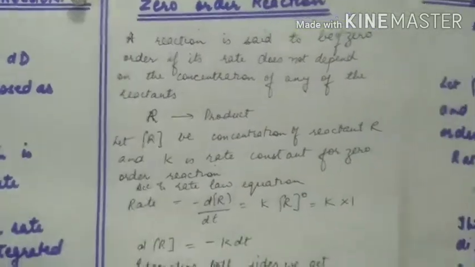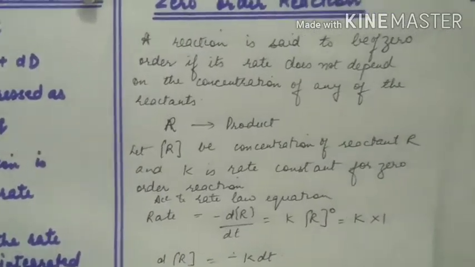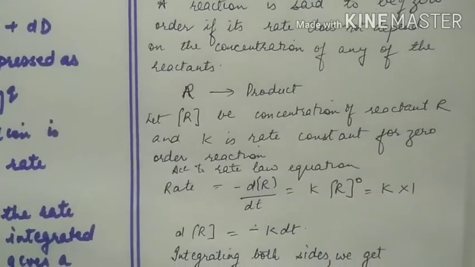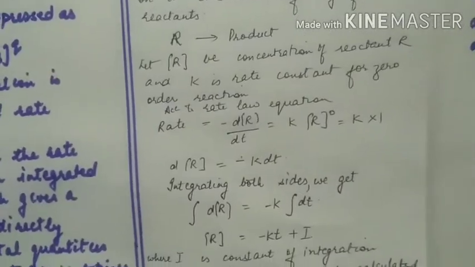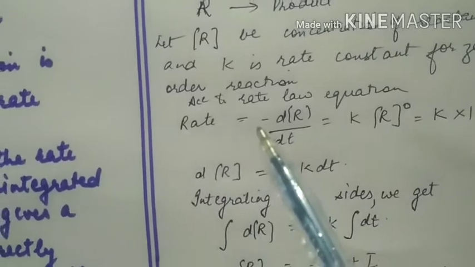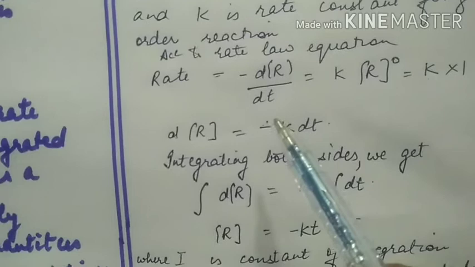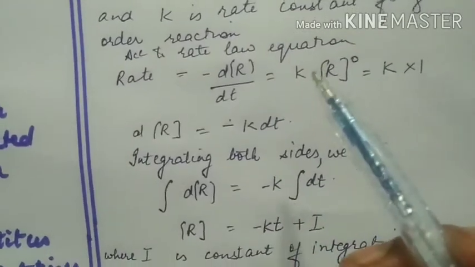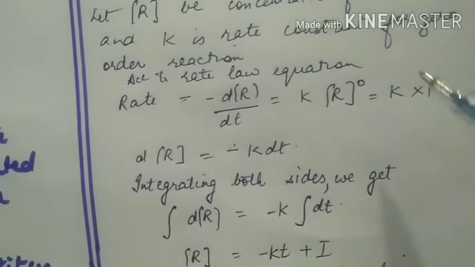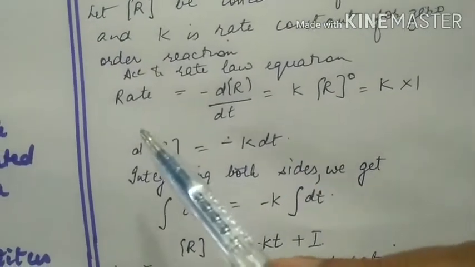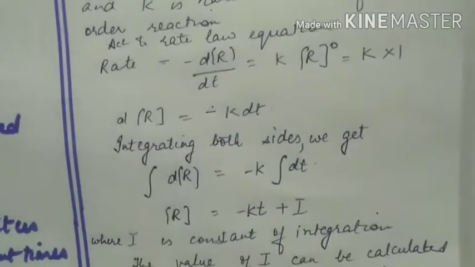A reaction is said to be of zero order if the rate does not depend on the concentration of any of the reactants. Consider the reaction R changes to product. Then according to the rate law expression, rate, which is minus d[R] upon dt, is equal to k into [R] raised to power 0. Now anything raised to power 0 is 1, so the equation becomes rate is equal to, or minus d[R] upon dt is equal to k.